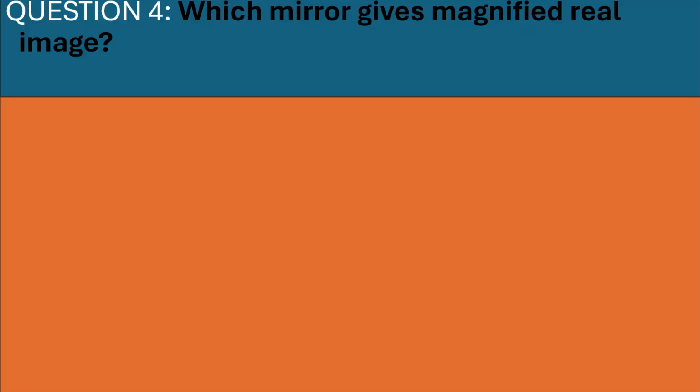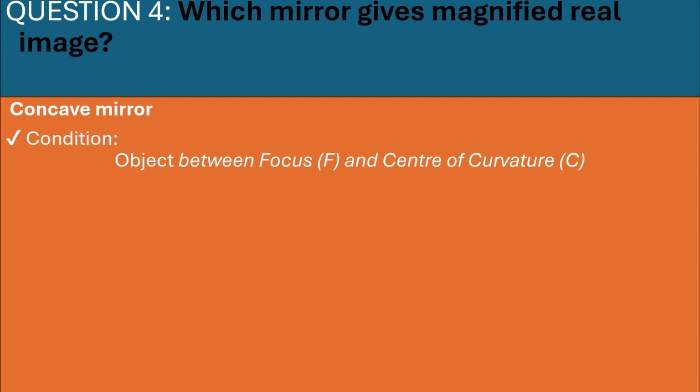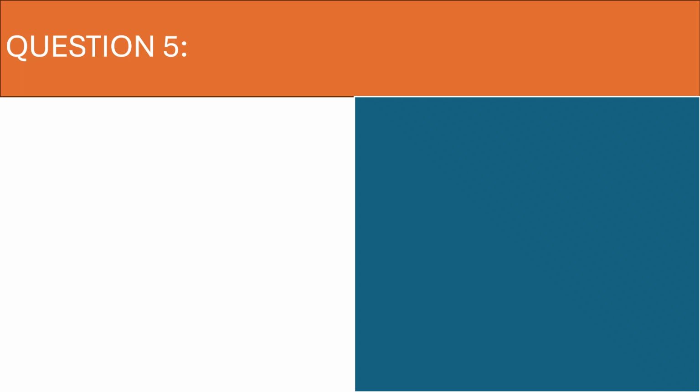Question number 4. Which mirror gives a magnified real image? That is the concave mirror. And what is the condition? The object is between focus and center of curvature. And what will be the formation of the image? It will be real, inverted, and magnified. Let's understand question number 5.